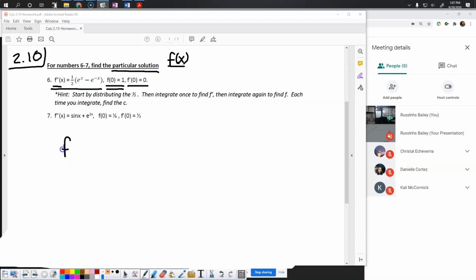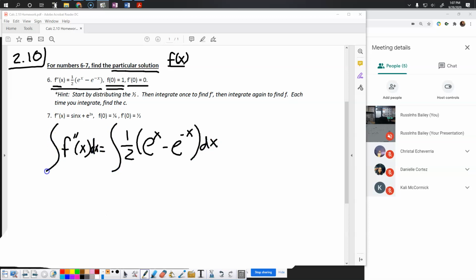So at this moment, I've got f double prime of x is equal to 1/2 of e to the x minus e to the negative x. Now what I'm going to do is I'm going to put a dx next to both of these and integrate both sides. And whenever you integrate the left side, it goes from being f double prime to f single prime. On the right, we're going to do some algebra magic here. I'm going to distribute.